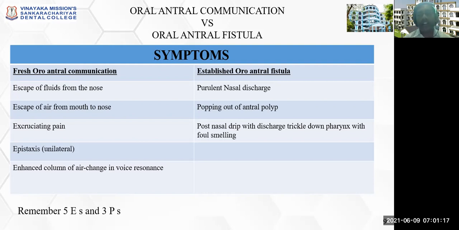To remember this, always remember this mnemonic: 5 E's and 3 P's. 5 E's are there on the communication side, and 3 P's, starting with purulent, popping, and postnasal drip, are there in the oroantral fistula side. So remember 5 E's and 3 P's.